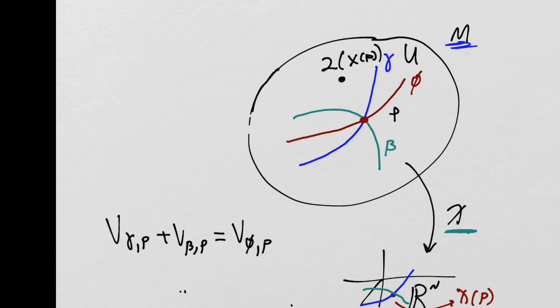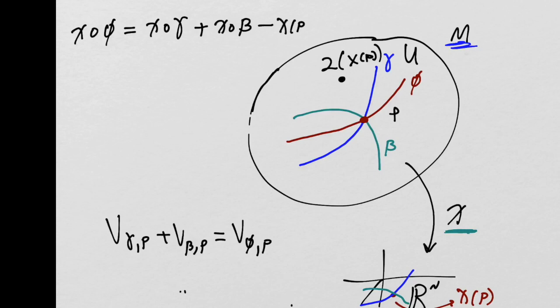Now I'll do everything in black here. If I take a curve psi, the coordinates of psi I'm now going to define as the coordinates of gamma plus the coordinates of beta minus the coordinates of the point P, right? And understand, this is completely plausible.